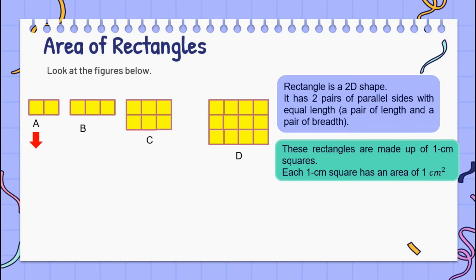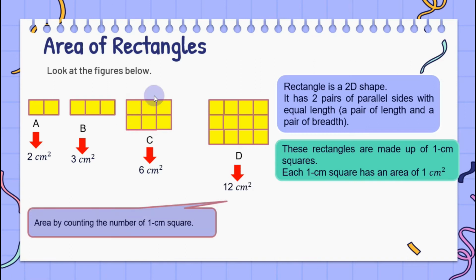So A is 2 square centimeter. We count the number of 1 square centimeter. 1, 2. 1, 2, 3. 1, 2, 3, 4, 5, 6. 1, 2, 3, 4, 5, 6, 7, 8, 9, 10, 11, 12. So this is area by counting the number of 1 square centimeter.